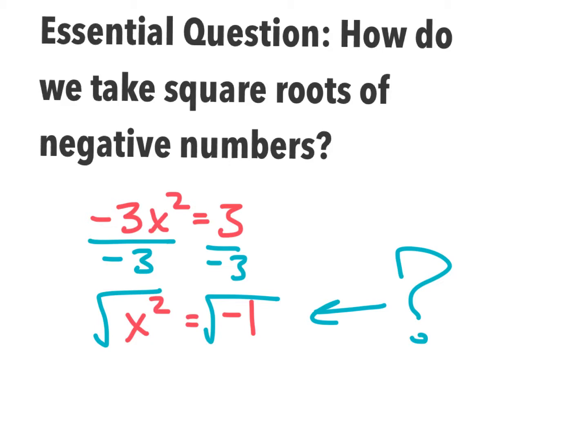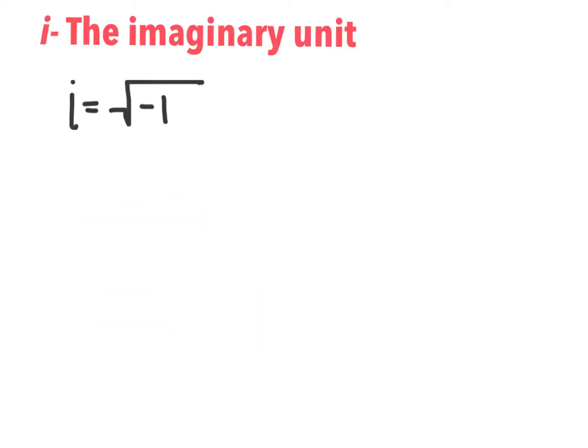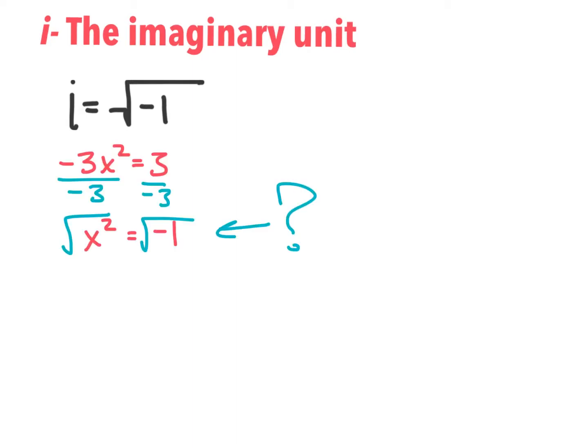Well, mathematicians took care of that. They created an expanded system of numbers using the imaginary unit i. i is equal to the square root of negative 1. So looking back at this problem, this solves down to x equals plus or minus i, since i is the square root of negative 1.